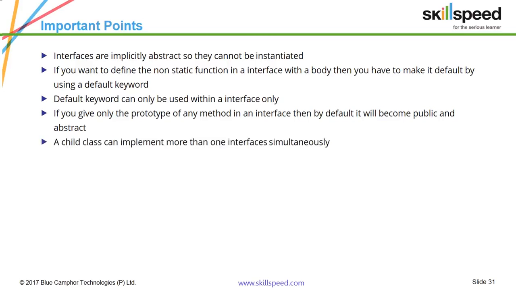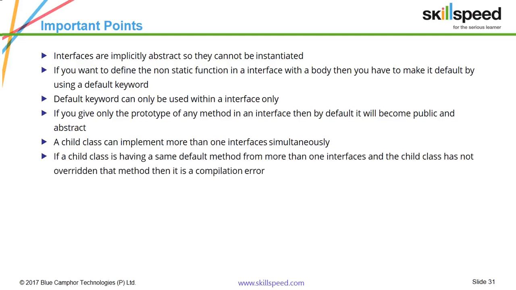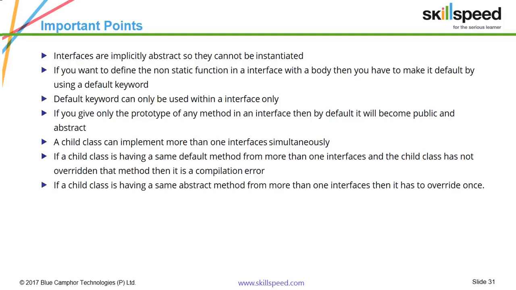A child class can implement more than one interface simultaneously. If a child class has the same default method from more than one interface and the child class has not overridden that method, then it is a compilation error. If a child class has the same abstract method from more than one interface, then it has to override it only once.